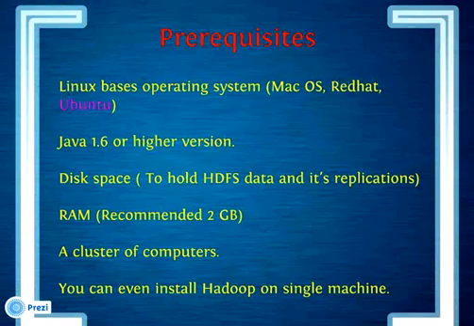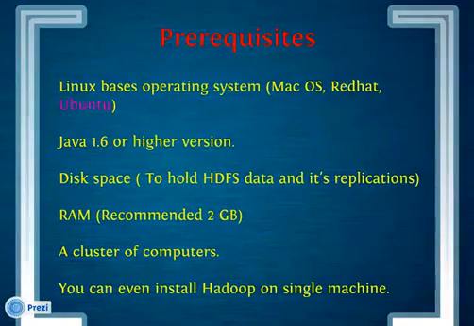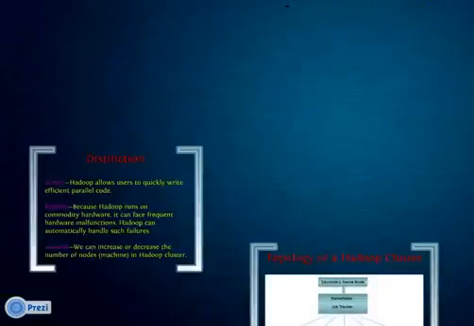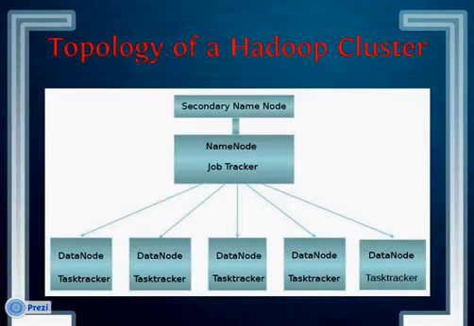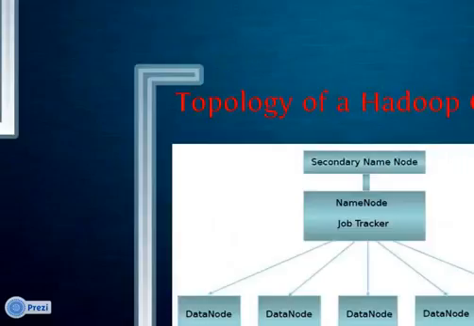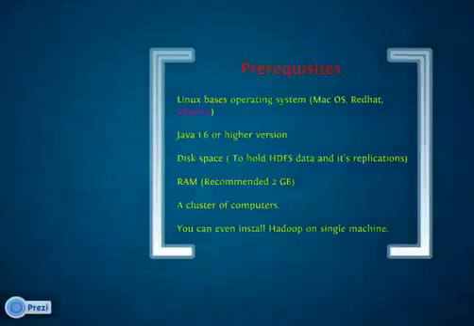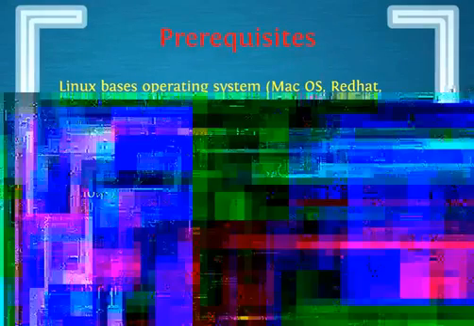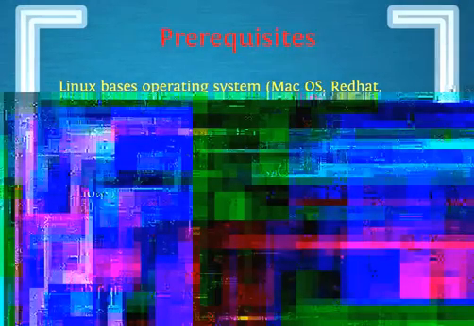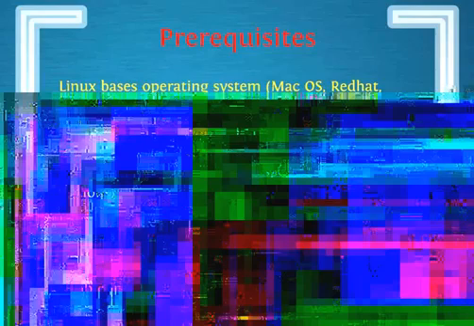The next requirement is a cluster of computers. As per this diagram, let me go back. As per this diagram, you may be thinking that we need 7 machines for learning Hadoop, but that's not true. For learning purposes, you can even install Hadoop on a single machine. You can say that your own machine will be working as a master machine, as well as a slave machine.